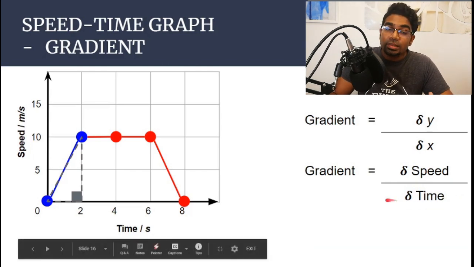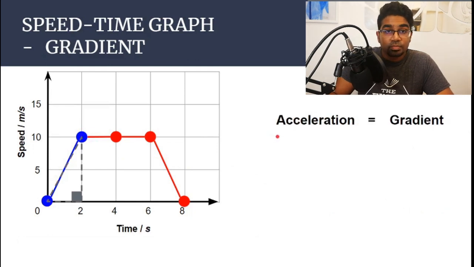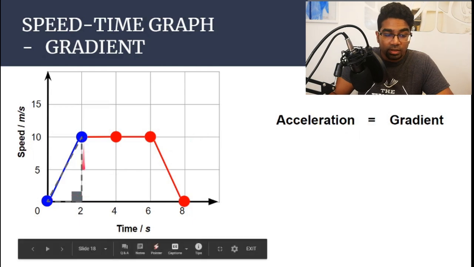So when we find the gradient of a speed time graph, we will get acceleration. Now let's look at this example. Let's look at the first instance of motion from 0 to 2 seconds. So if we wanted to find the acceleration from 0 to 2 seconds, then we need to find the gradient of the graph from 0 to 2 seconds. So here, let's just look at the speed values.